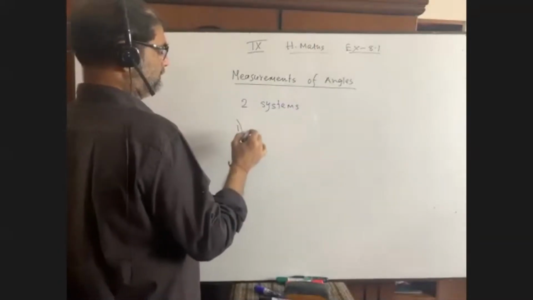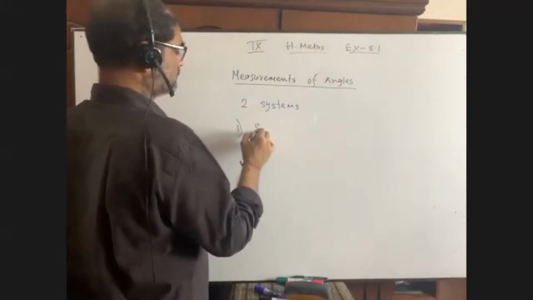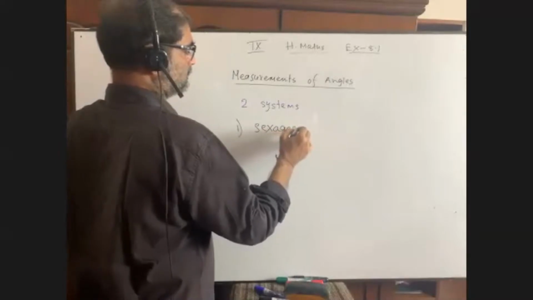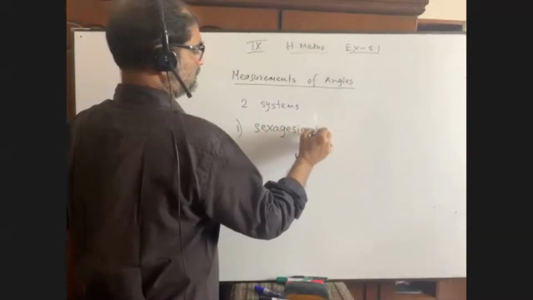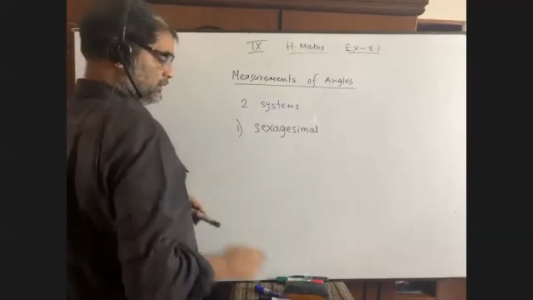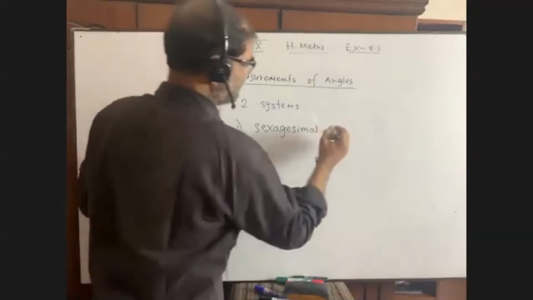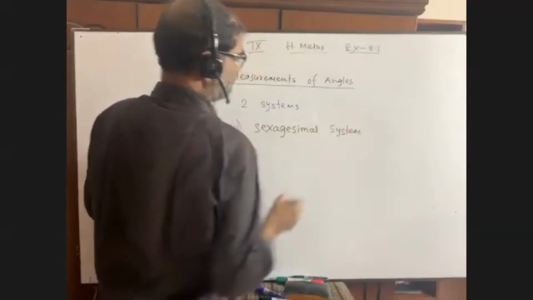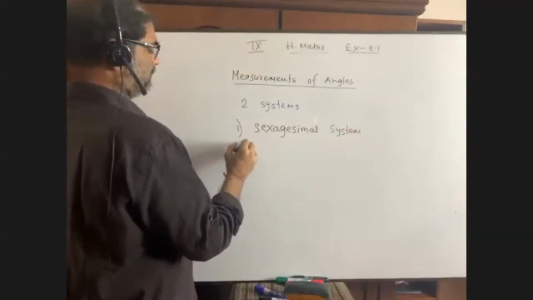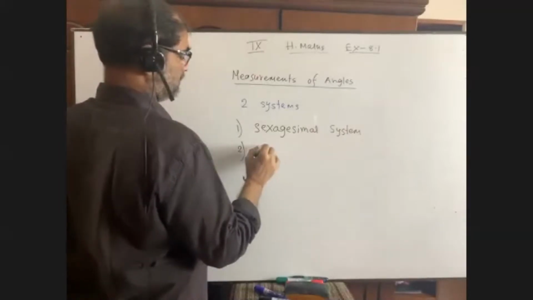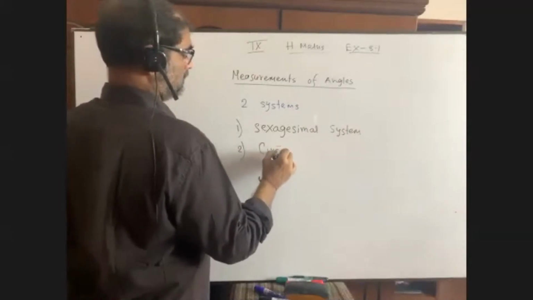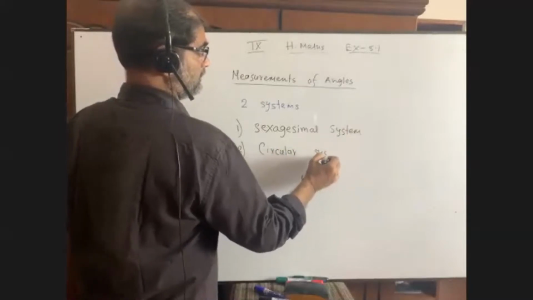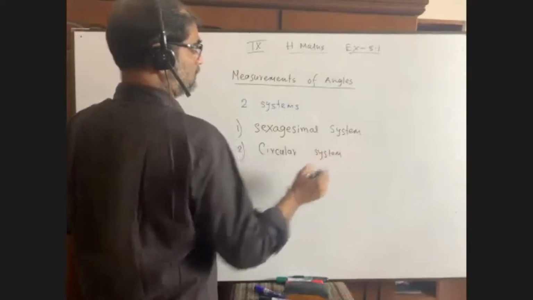Number one, sexagesimal system. Number two, circular system. Don't talk, but write down.